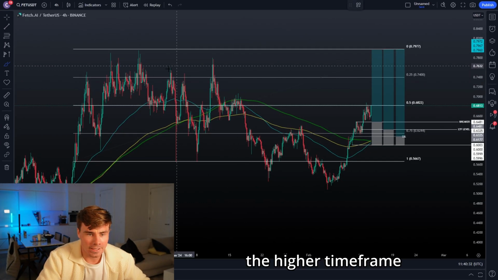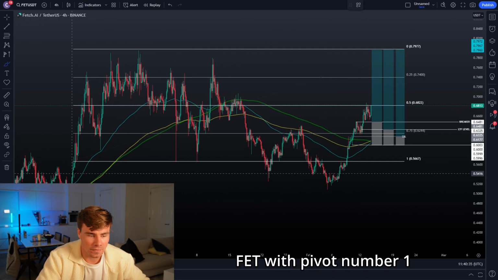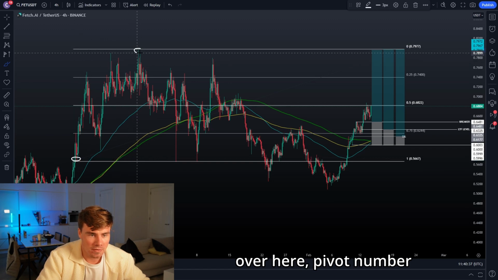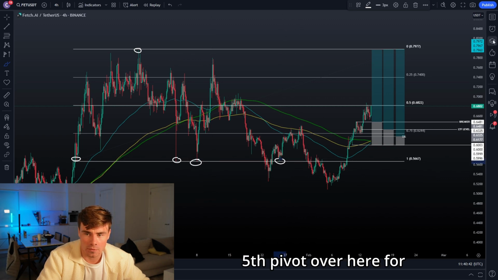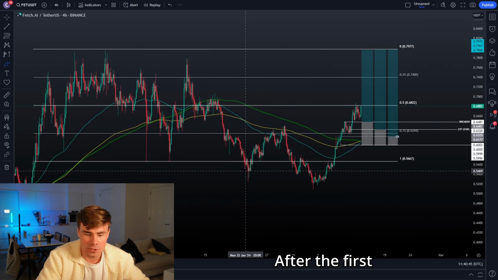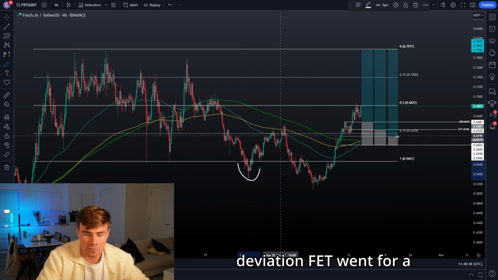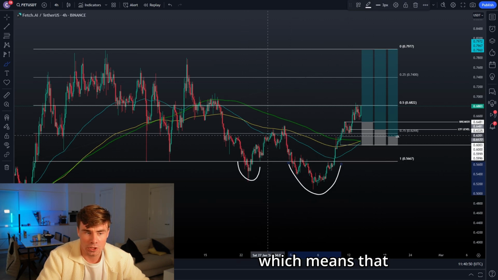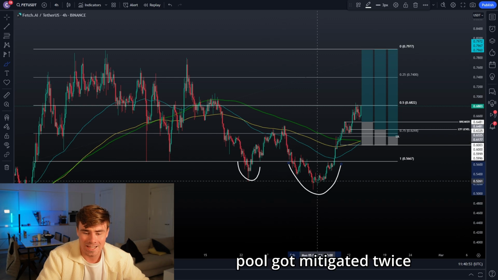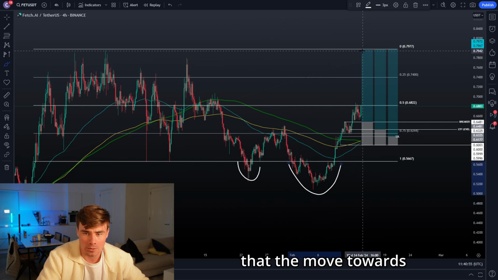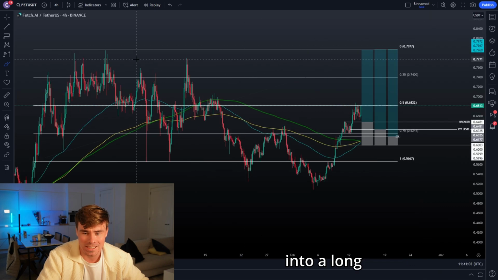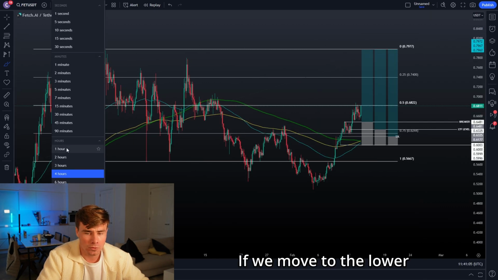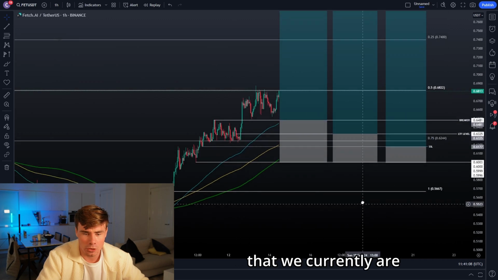So what we can see on the higher time frame over here is a beautiful range for FED, with pivot number 1 over here, pivot number 2, pivot number 3, and we even have a 4th and 5th pivot over here for that range low. After the first deviation, FED went for a second deviation of the range low, which means that the range low liquidity pool got mitigated twice in a row, and I think that the move towards the range high liquidity pool after we mitigated the range low liquidity pool is imminent, which is why I'm trying to get into a long position over here.